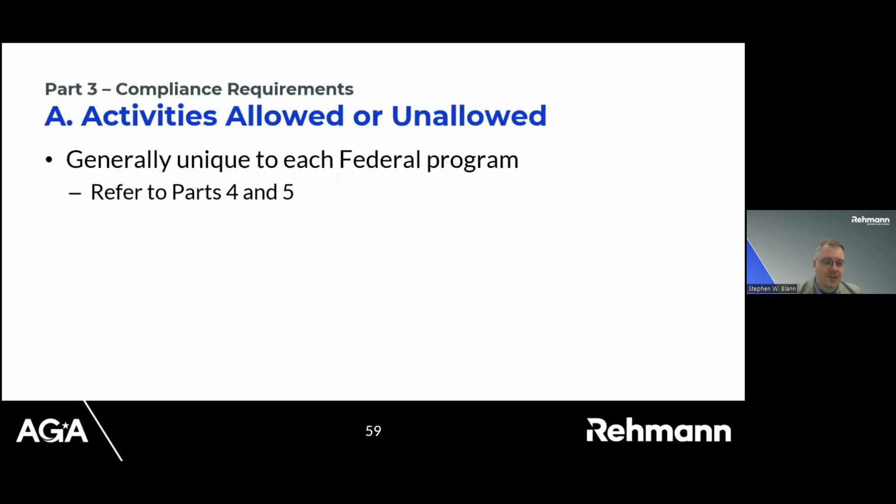So part A, which is activities allowed and unallowed, is basically what you're allowed to spend the money on. Well, that varies completely by grant. A grant that's designed to feed the homeless, you can spend on feeding homeless people. A grant that's designed to provide reading instruction for disadvantaged kids, you can focus on books and reading time and activities. So what's allowable is very unique. Because of that, you're going to have to go to parts 4 and 5 where this grant specific guidance is to learn more about what you can do.